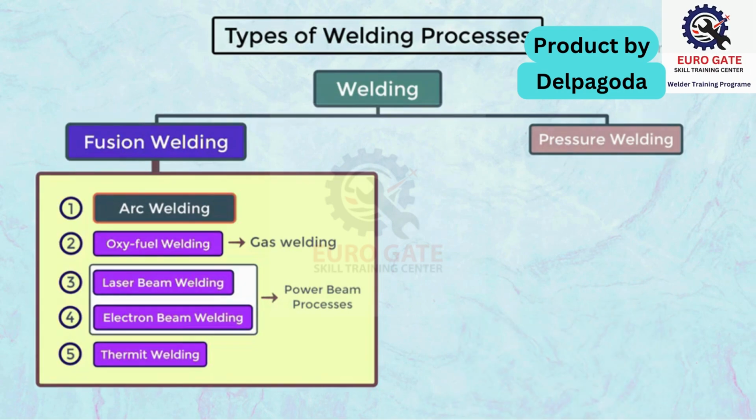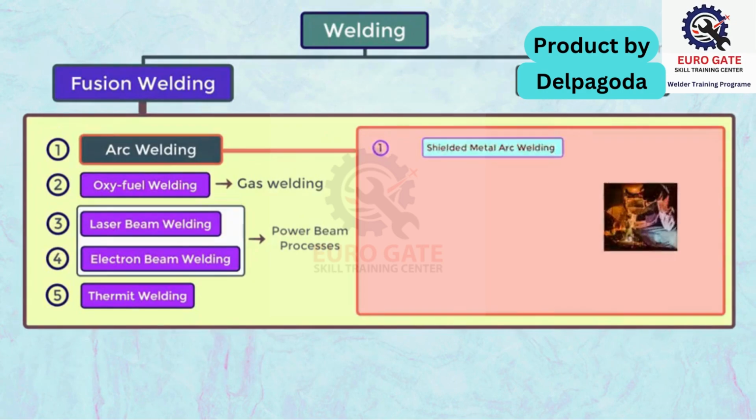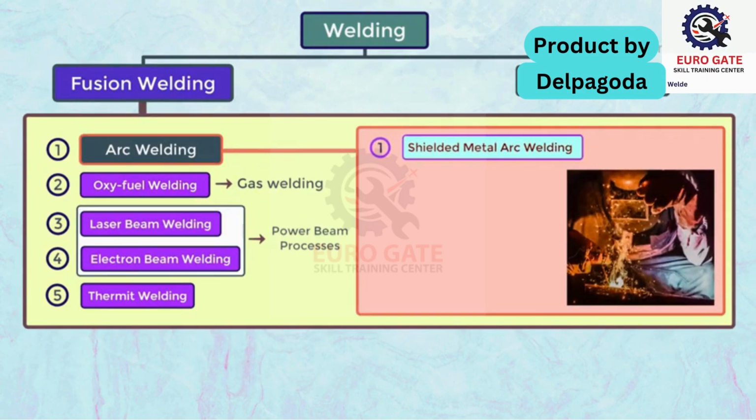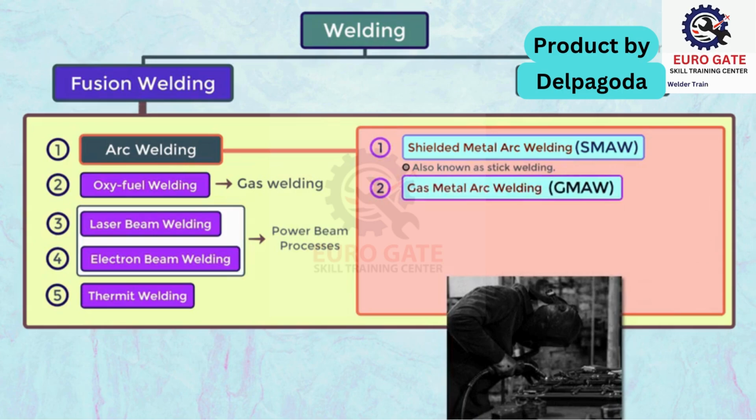Let's see the classification of arc welding. The most commonly used method in arc welding is shielded metal arc welding, shortly called as SMAW. It is also known as stick welding. The second method is gas metal arc welding, shortly called as GMAW.